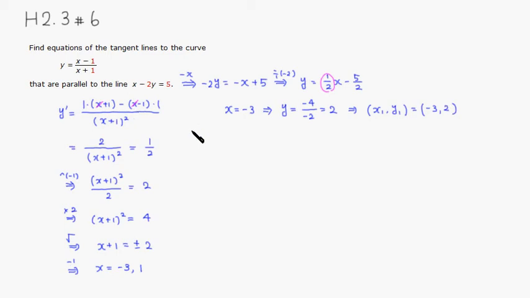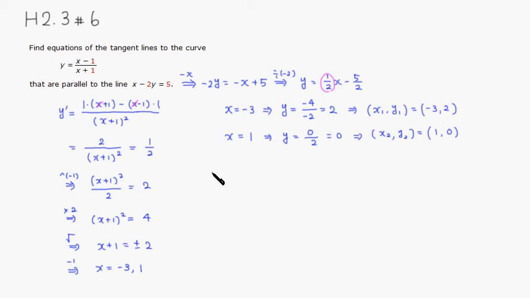And the second point, when x equals 1, y is equal to 1 minus 1, which is 0, over 1 plus 1, which is 2. So that's, of course, 0. I'm going to call it x2 and y2. The x value is 1, but the y value is 0. All right, so let's use those to find the equations of the tangent lines.